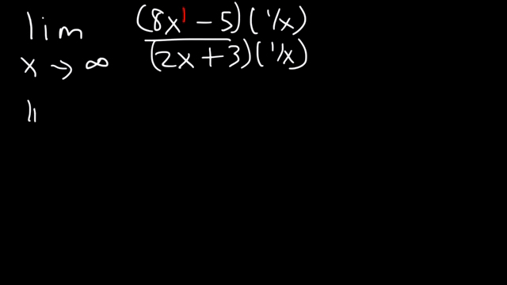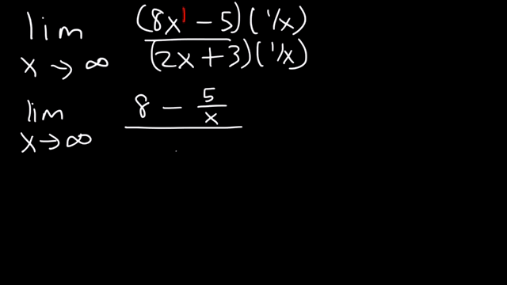So therefore, this is going to be the limit as x approaches infinity. 8x times 1 over x is simply 8. And then we're going to have 5 times 1 over x, which is 5 over x. And then this is going to be 2 plus 3 over x. The limit as x approaches infinity of 5 over x is going to equal 0.